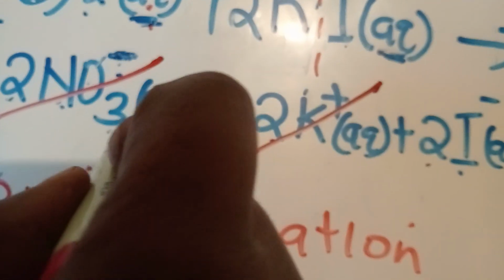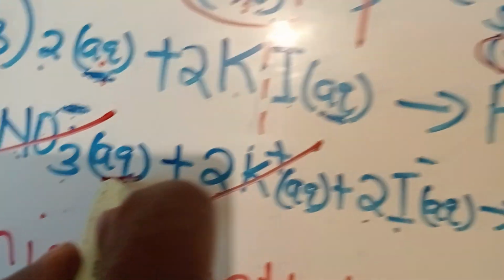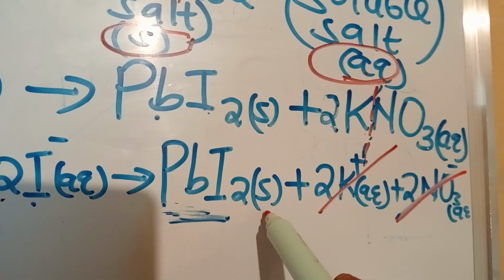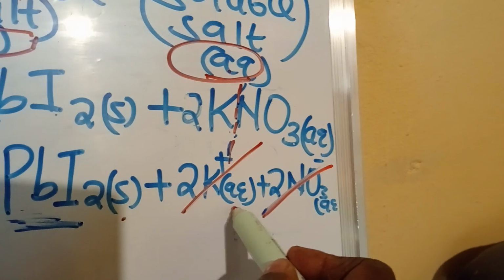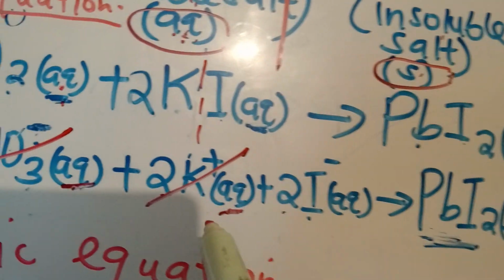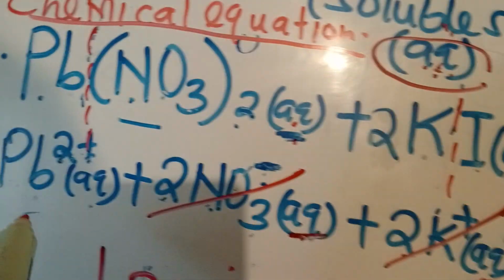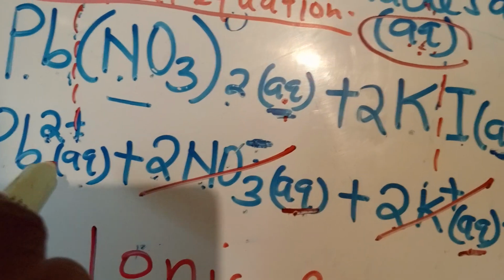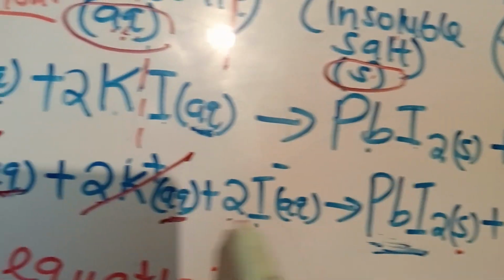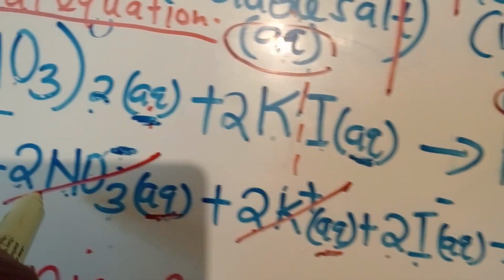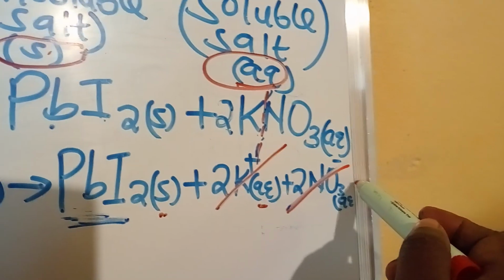If you check on this one, it was initially in the aqueous state, it has changed. This one was in the aqueous state, it has not changed, so you cancel it out. This lead was in the aqueous state, it changed, so you won't cancel it. Nitrate ion was in the aqueous state, you again cancel it.